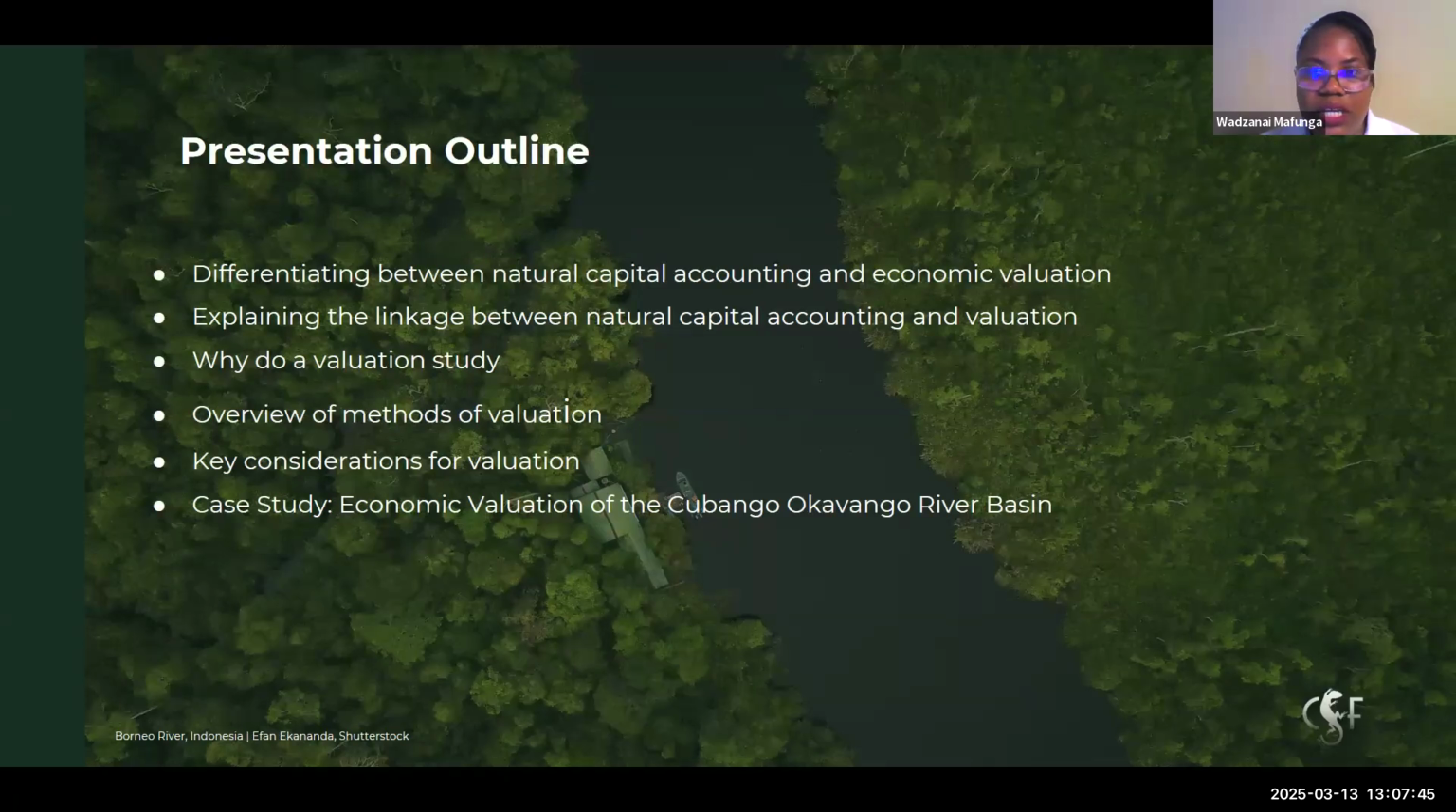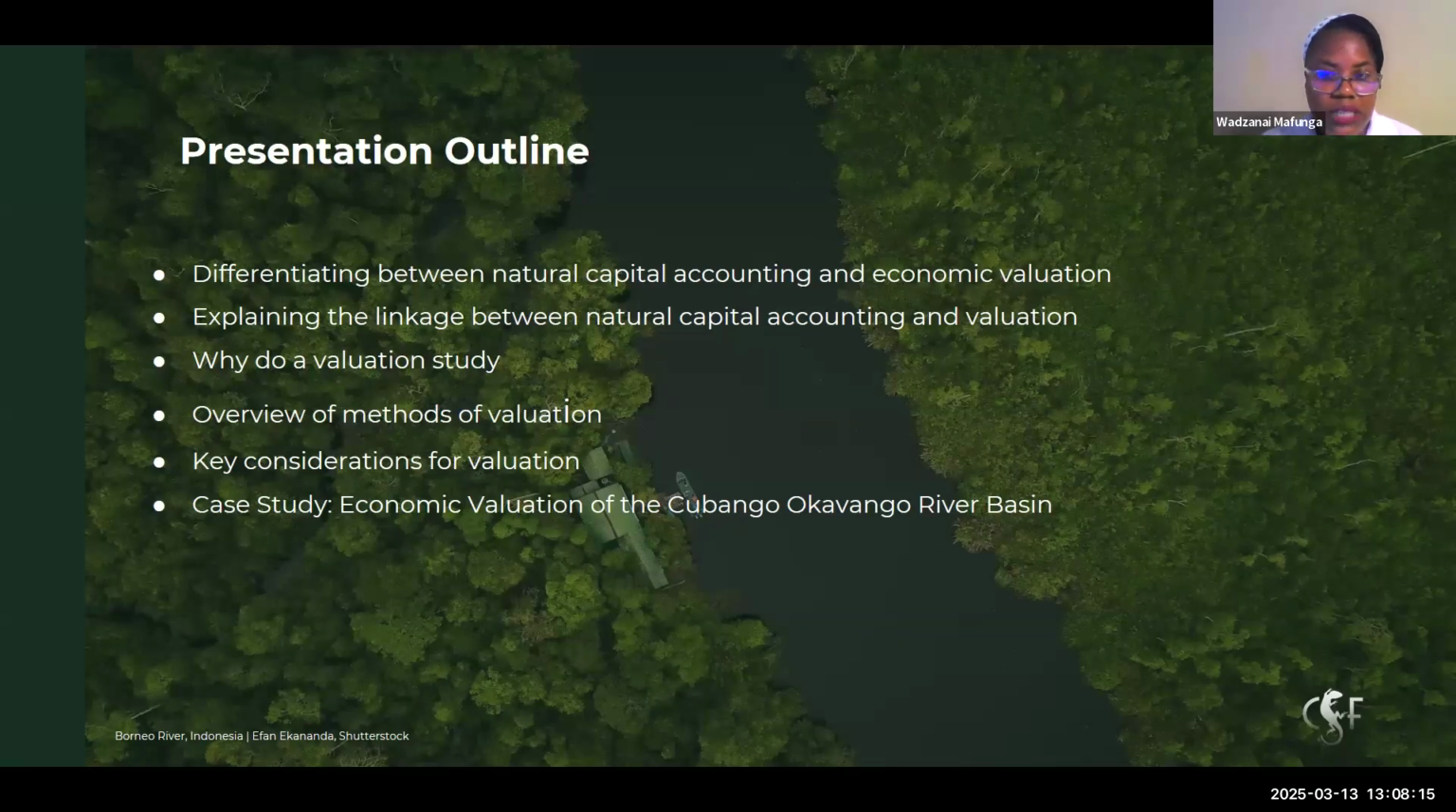So my presentation will have that outline. First, I'll start by differentiating between natural capital accounting and economic valuation. Then I'll proceed to explain the linkage between those two and explain why we do valuation studies. There are quite a number of reasons, and I'll unpack that in this presentation. Then I'll also give an overview of the different methods of valuation, as well as key considerations for valuation.